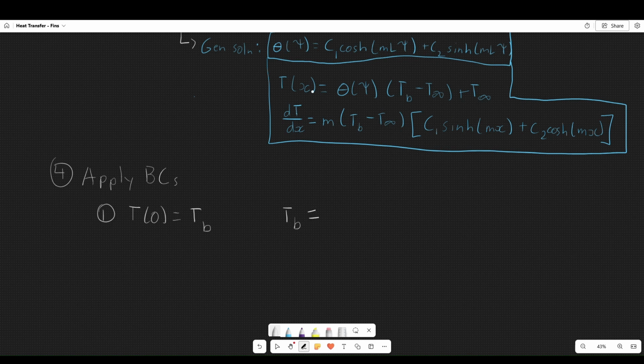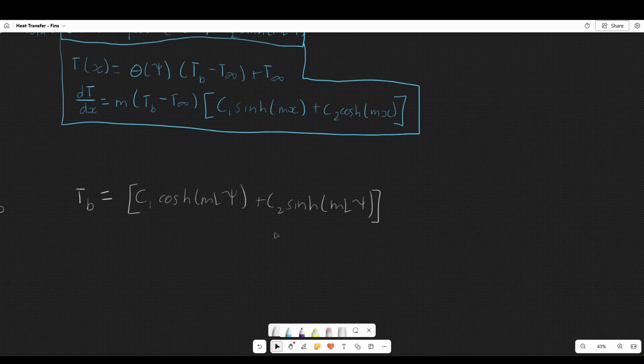I'll write out the full form of theta, so you can see Tb equals C1 cosh ml psi plus C2 sinh ml psi. All of that, right? All of that times Tb minus T infinity plus T infinity.